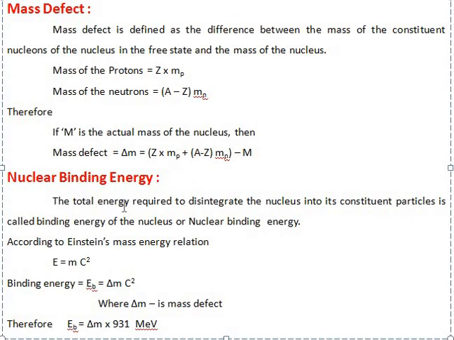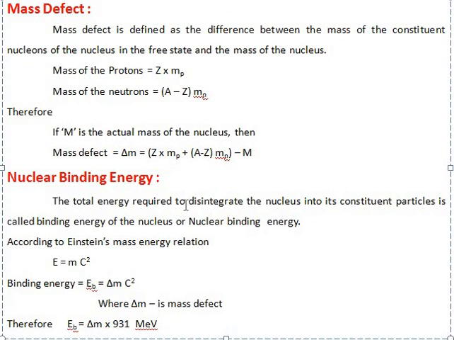The total energy required to disintegrate the nucleus into its constituent particles is called binding energy of the nucleus, or nuclear binding energy. In the sense, the nucleus is composed of protons and neutrons. Due to strong nuclear force, all these are bound together in the nucleus. So an enormous amount of energy is required to disintegrate that nucleus. Therefore, the binding energy of the nucleus is very strong. So how much is the binding energy?